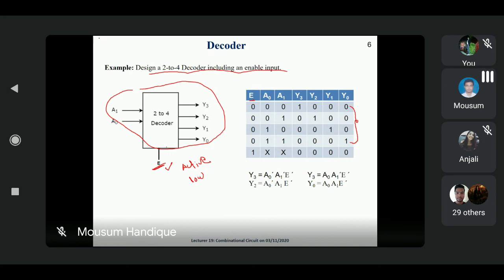And here we are using a NOT gate. When the input is 1, the output is 0, and when it is 0, the output is 1. Here 1 means deactive. So when the value equals 0, the decoder is working. When the value equals 1, whatever the values of A0 and A1, it does not matter; all the output lines are deactive.